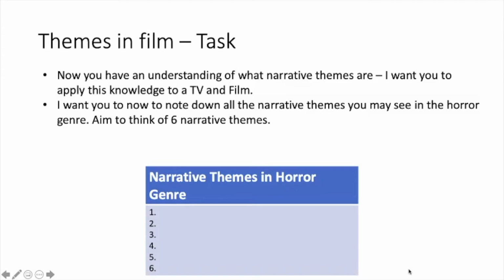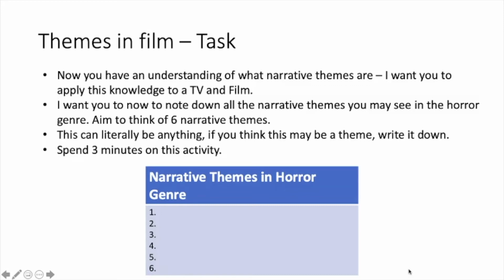Okay? So this is the kind of layout that I'm expecting to see in your notes. I want you to create maybe a small little table with 6 different points, and I want you to note down all the different narrative themes that you would expect or may see in the horror genre. Now, what's important that you know is that this can literally be anything. If you think that something may be a theme, get it down. If you get more than 6, fantastic. Get all the different things down. This is you just almost putting your ideas onto a piece of paper.